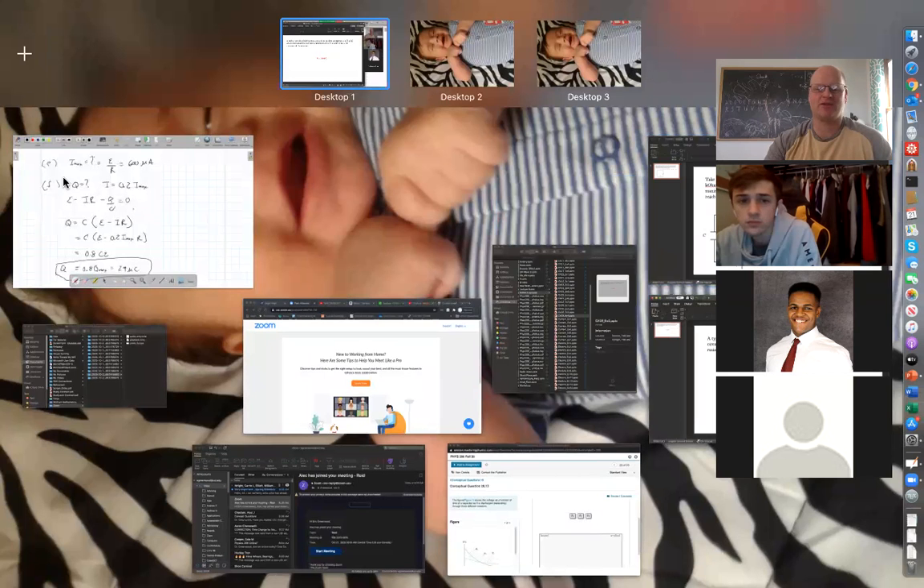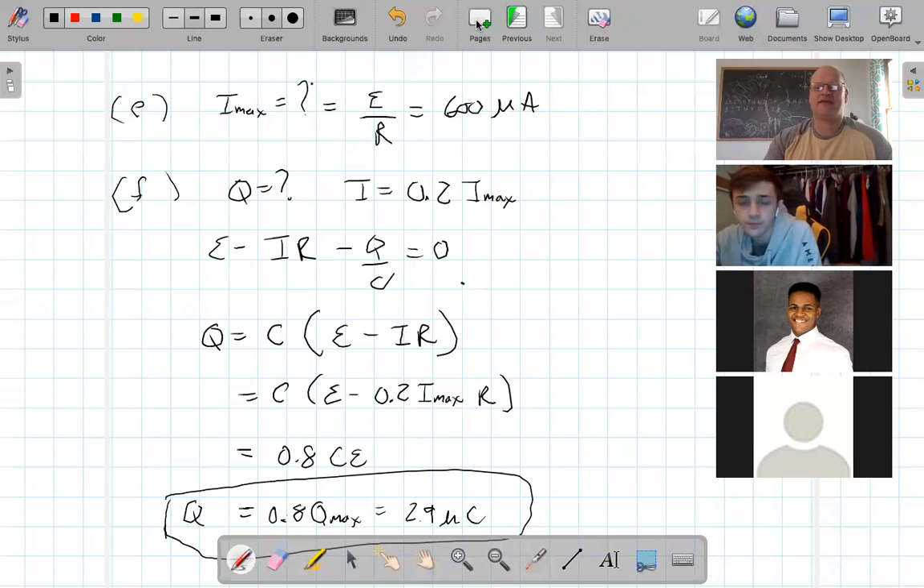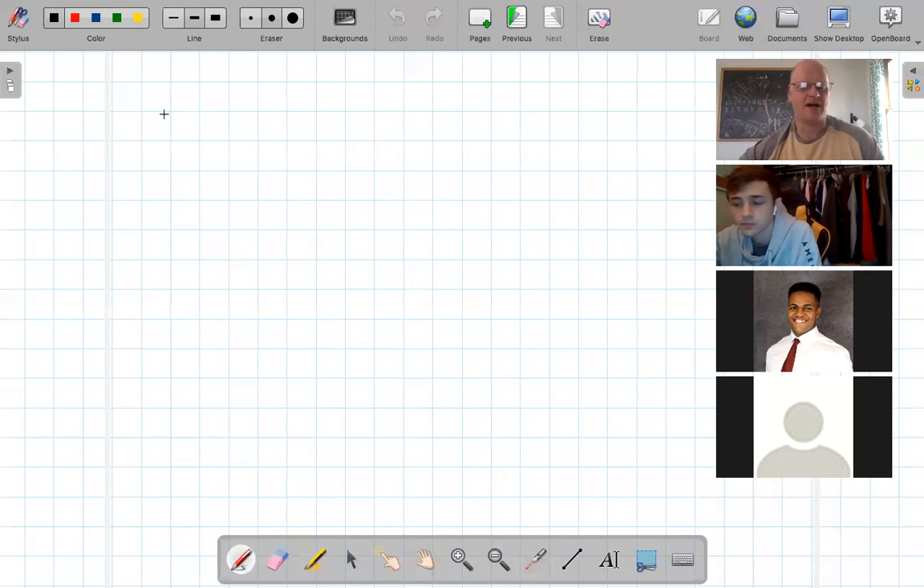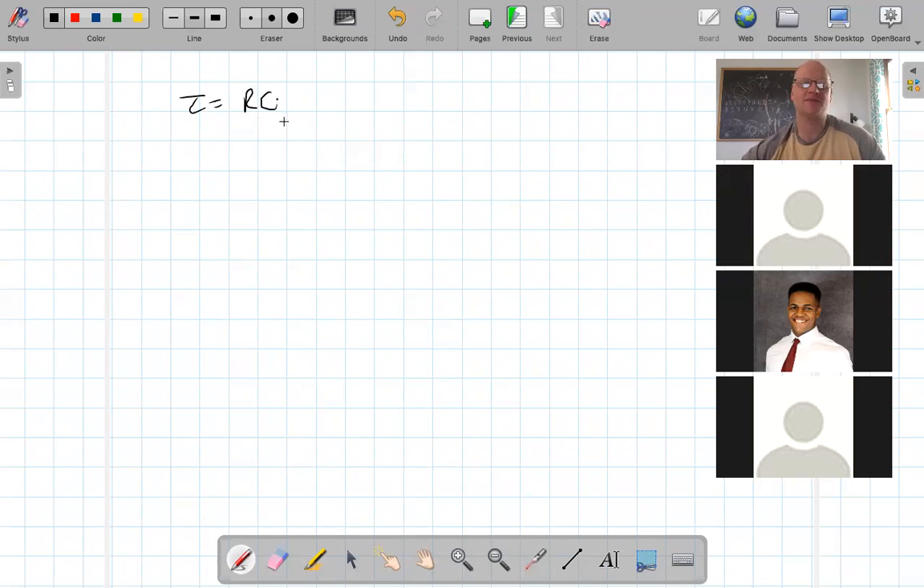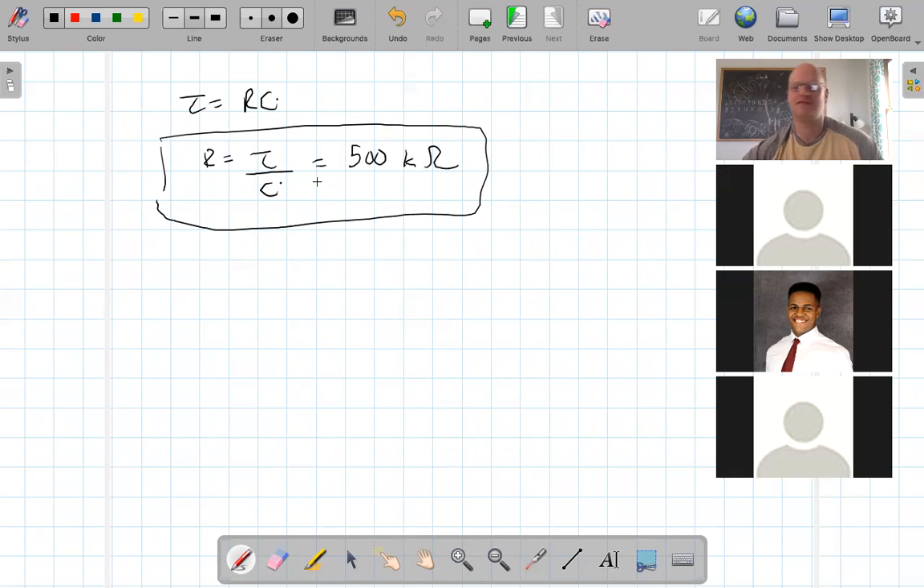So this is a very simple question. In this case, we know the time constant, and the time constant is simply equal to the resistance times the capacitance. We know the time constant, we know the capacitance, we're simply looking for the resistance. So the resistance is equal to the time constant divided by the capacitance. Plug in our numbers, and this works out to be 500 kilo ohms. So this is our resistance. So nice and easy. Not too bad.